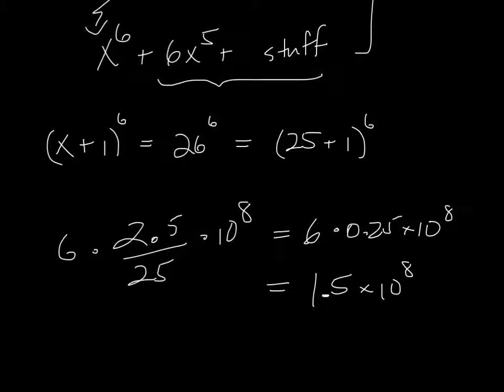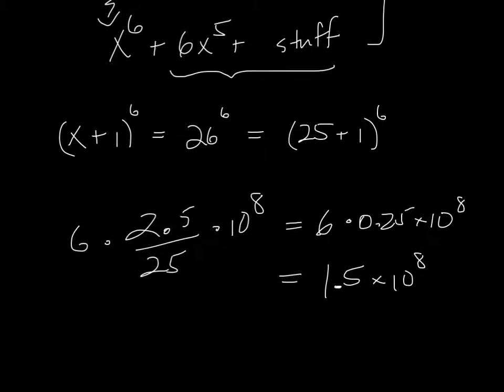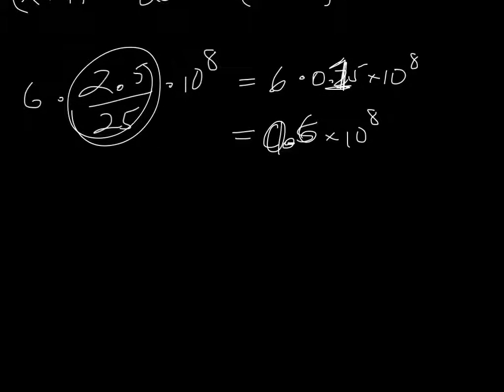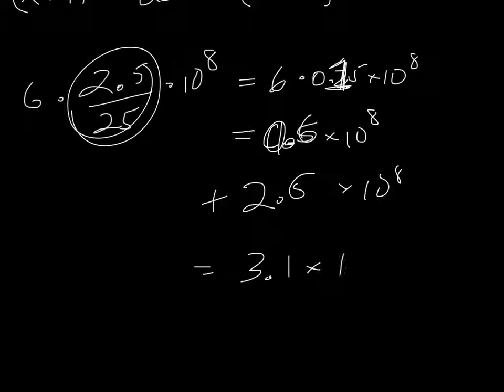I messed up. I'll show you where I messed up. This part right here is 0.1. So this is 0.6 times 10 to the 8th. Anyway, the point is, if I add 0.6 times 10 to the 8th plus 2.5 times 10 to the 8th, I get 3.1 times 10 to the 8th. And then you can show the rest of the terms in the expansion are too small to matter.